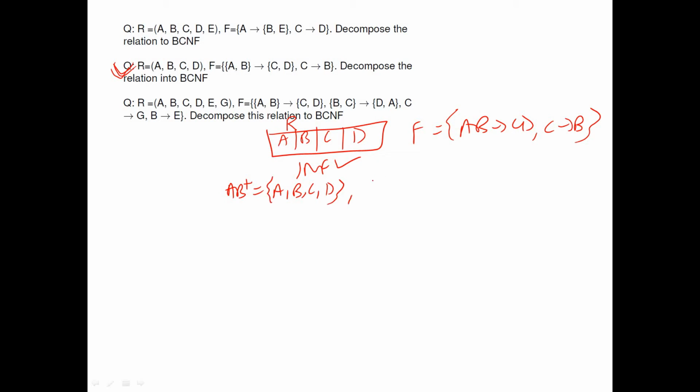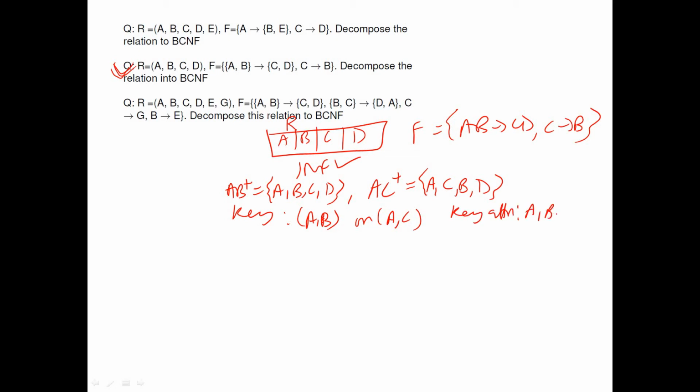Similarly, if we see AC plus, from AC I can get A, from AC I can get C, from C I can get B, from AC I can get AB, so I can get D also. So here there are two keys, either AB or AC. You can find the overlapping key is coming over the A attribute. So key attributes will be ABC. Non-key attribute will be D. Right? So I can go for case 1.